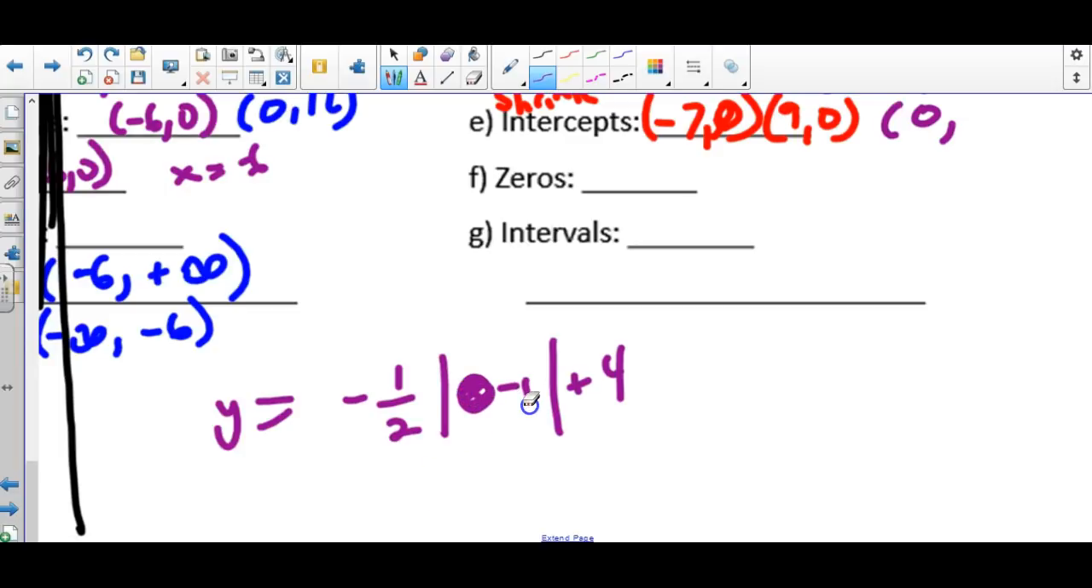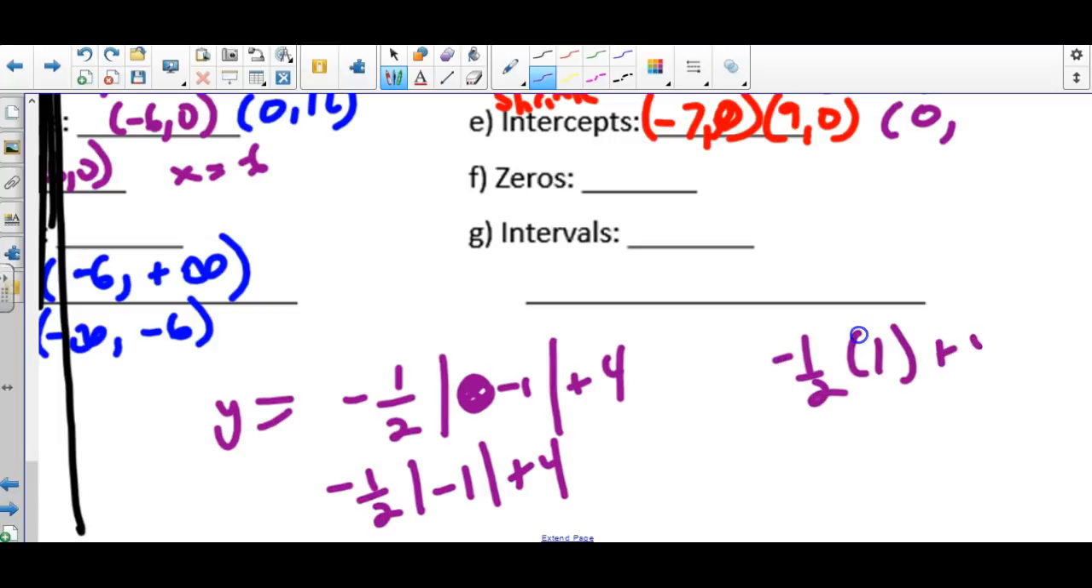So 0 minus 1 is -1. Now, what's the absolute value of -1? Well, the absolute value of -1 is 1. So I have -1/2 times that 1 plus 4. Now, what is -1/2 times 1? -0.5. Plus 4. And -0.5 plus 4 is going to be 3.5.